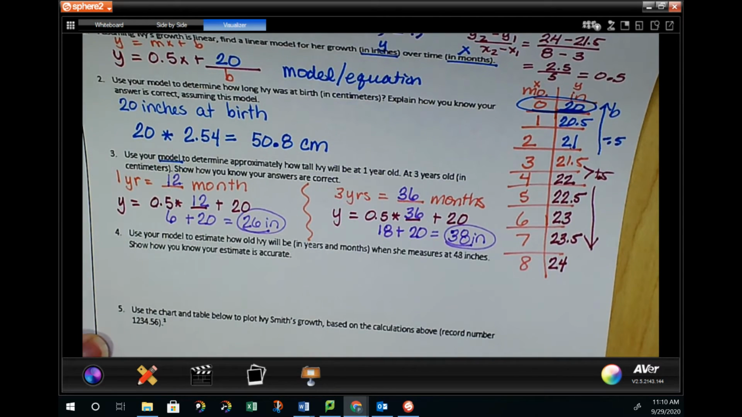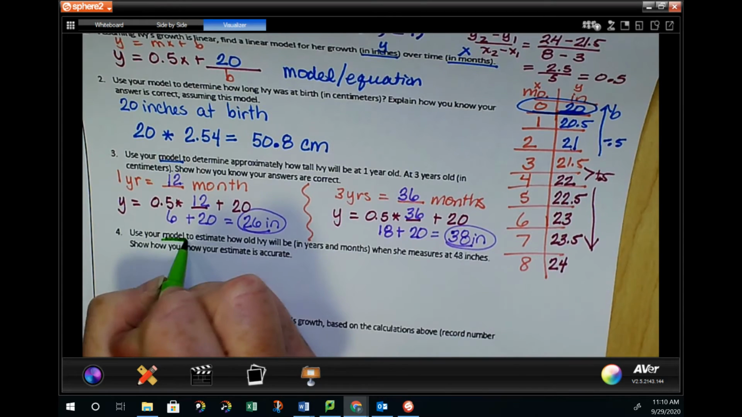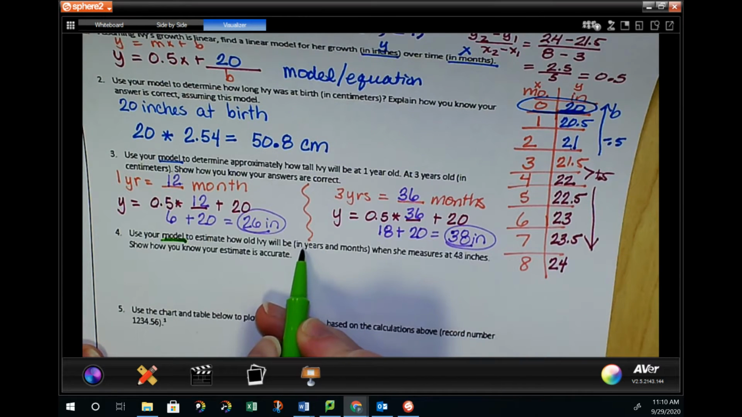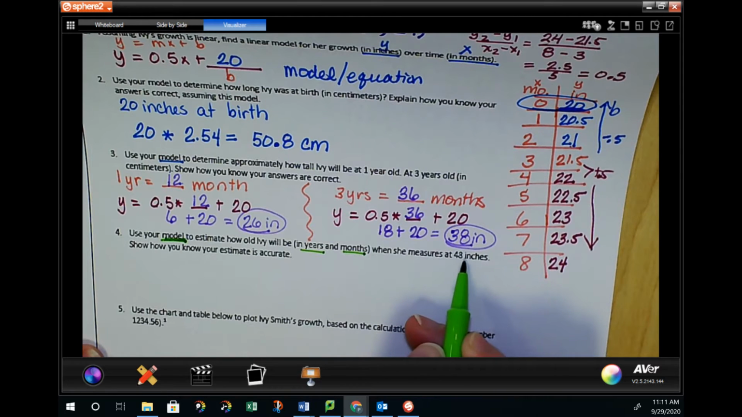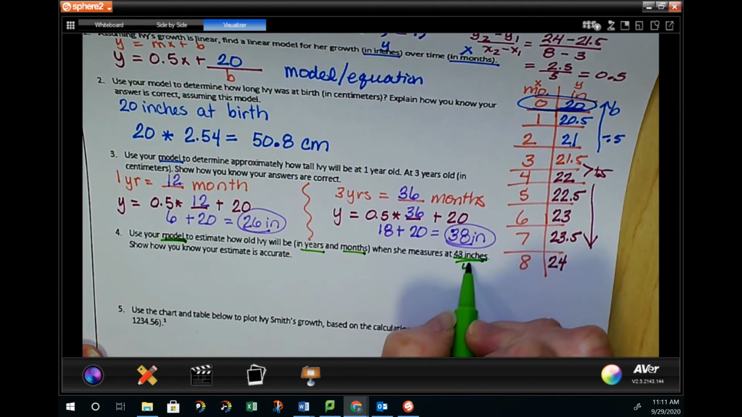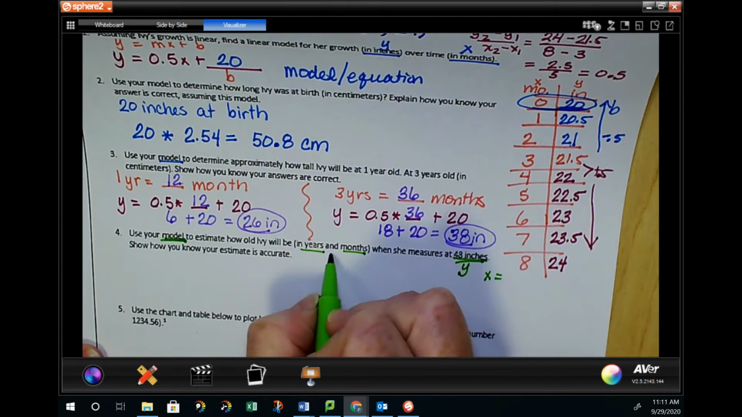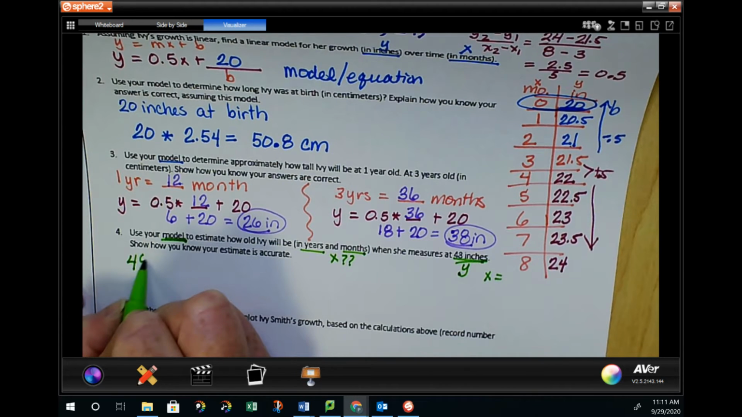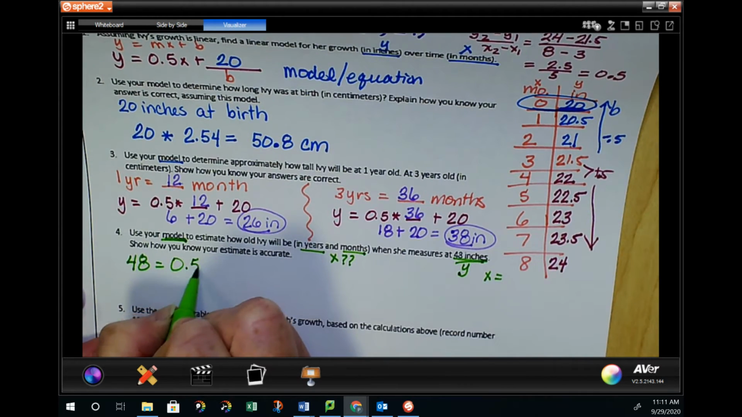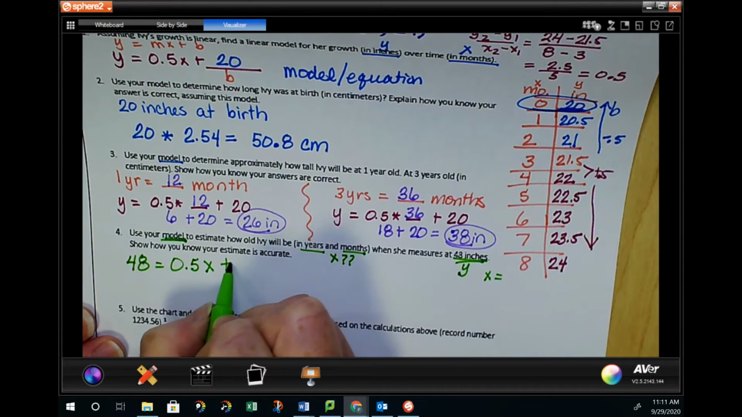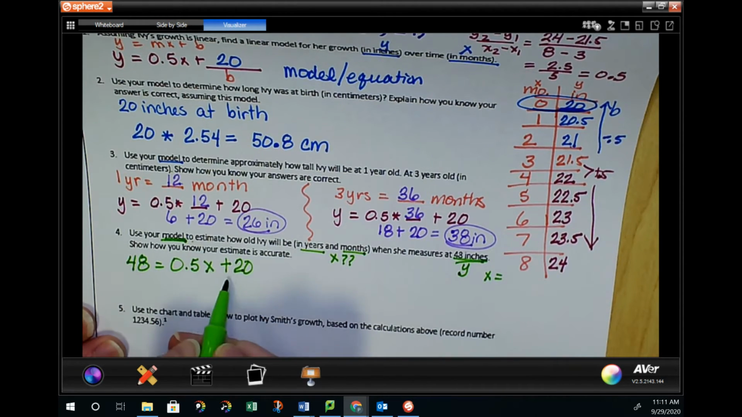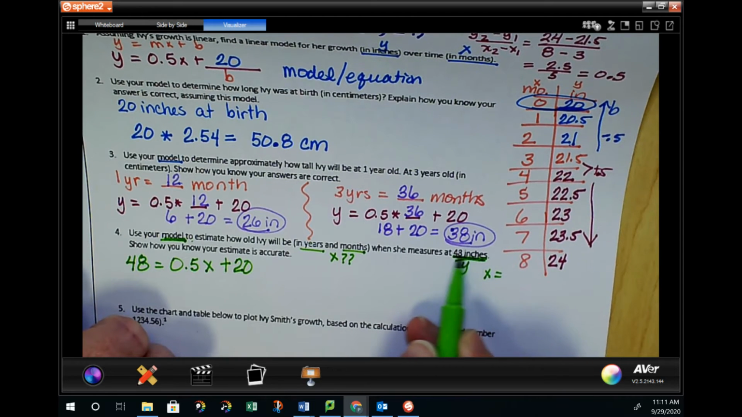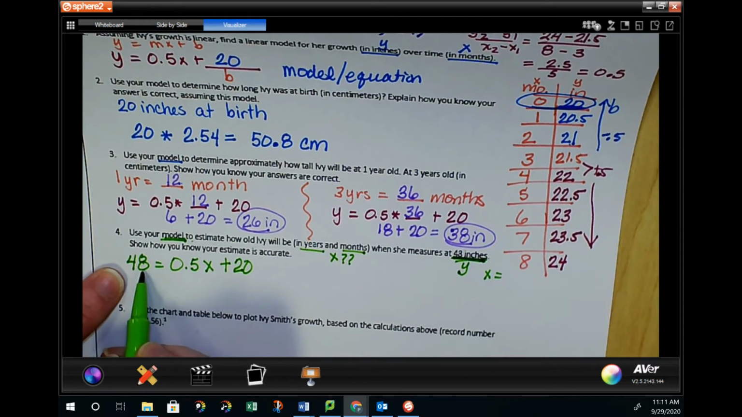So the next thing says, okay, we're going to use our model. We're going to do the same thing, except now we're going to use our model to estimate. Remember, your model is your equation to estimate how old she's going to be in years and months when she measures 48 inches. So 48 inches, that's why we need to figure out X. That's what we don't know. So I know that 48 inches goes here. I have 0.5X, I don't know what X is, plus 20. I'm using my model, my equation, and the only thing I did was substitute in 48 inches.